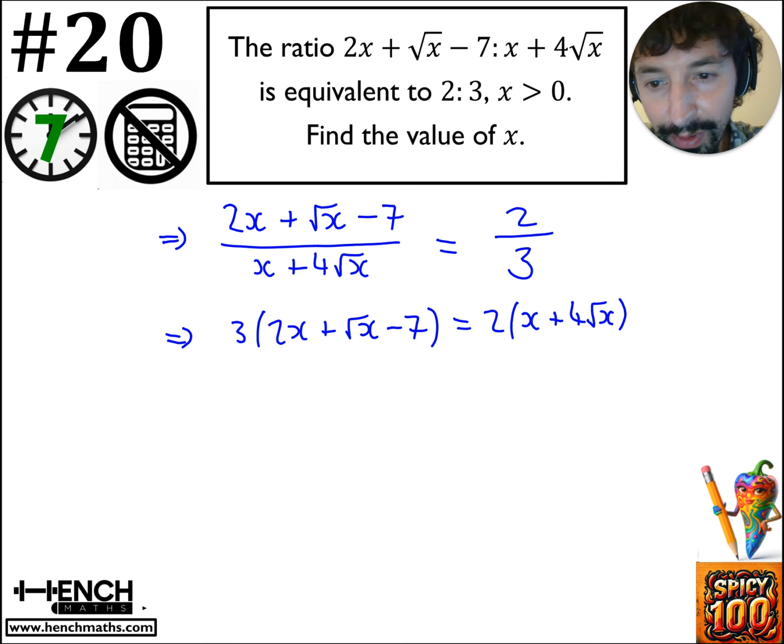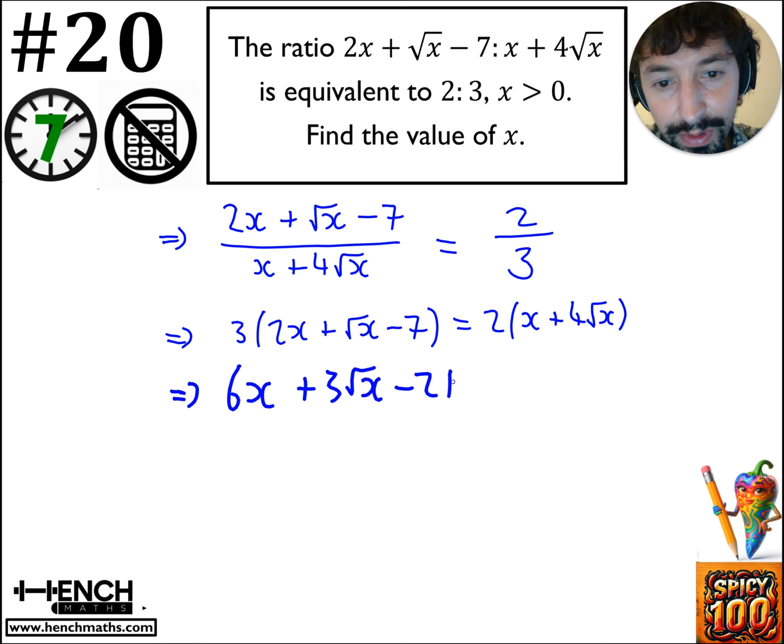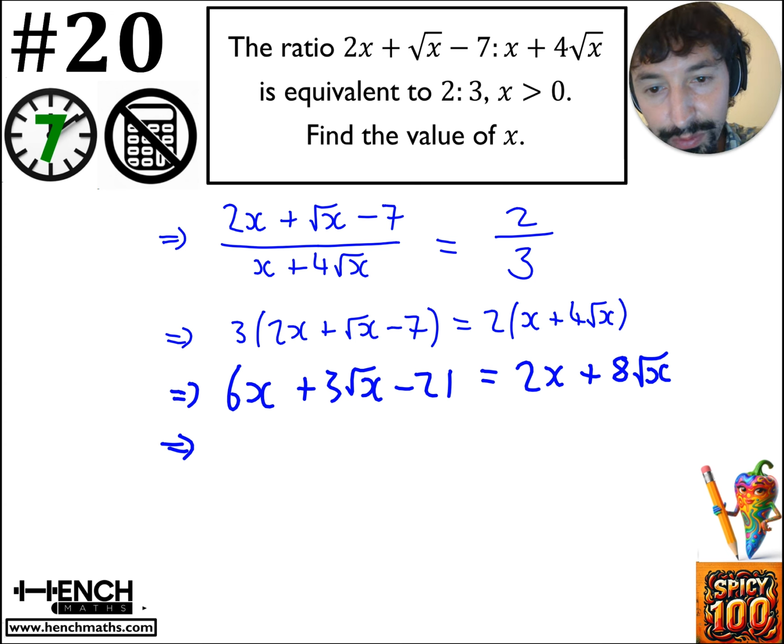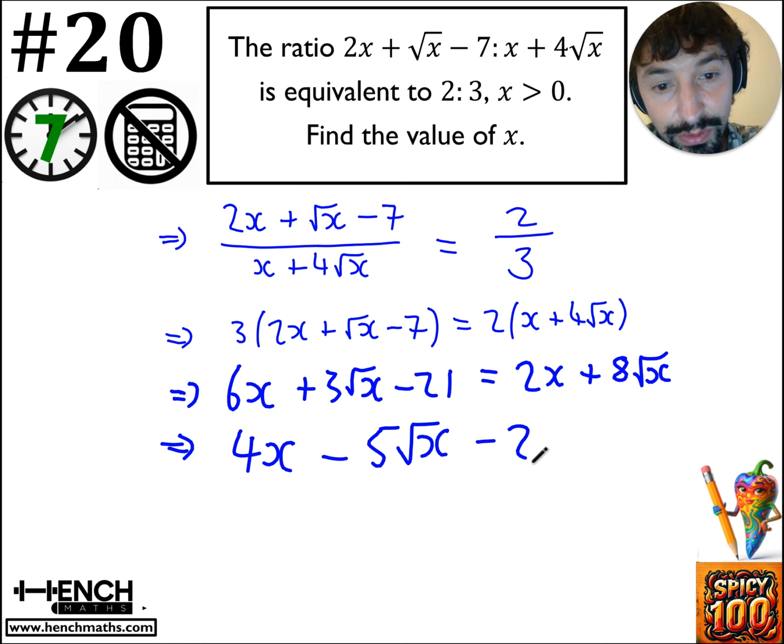So if we now multiply out our brackets, we'll get 6x plus 3 root x minus 21, and that will be equal to 2x plus 8 root x. And then let's bring it all over. So we'll bring the 2x over, so we get 4x subtract 5 root x subtract 21 equals 0.